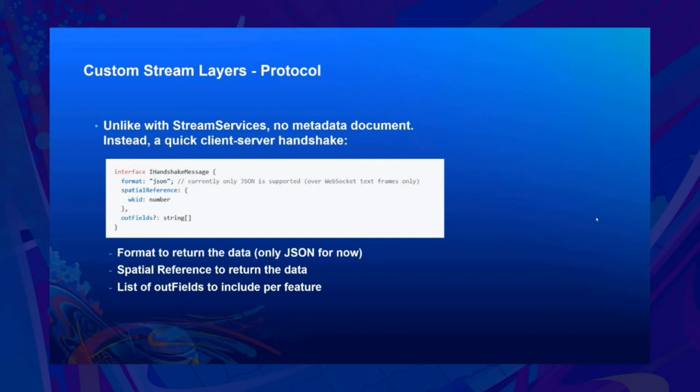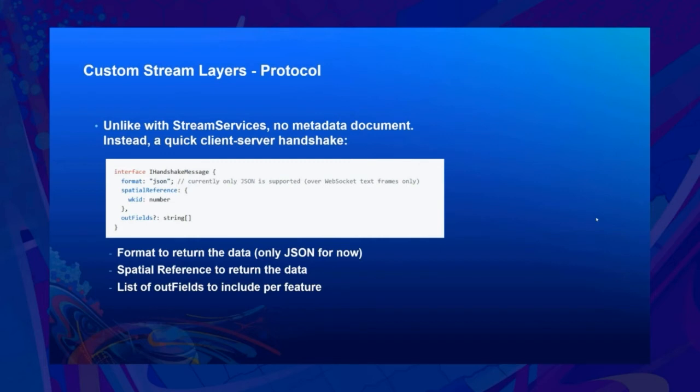So there is a format to return the features in. At the moment, only JSON is supported, and that'll be served over WebSocket text frames, though we're looking to extend support in the future for other format types. There's a spatial reference to return the features in, and finally a list of outfields or attributes to include in each feature sent over the WebSocket connection. One thing you'll notice here is that geometry filter expressions are currently not supported for custom stream layers, but that's something we may look at adding in the future.